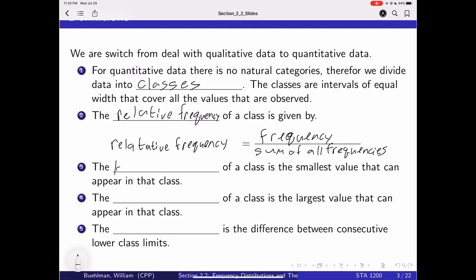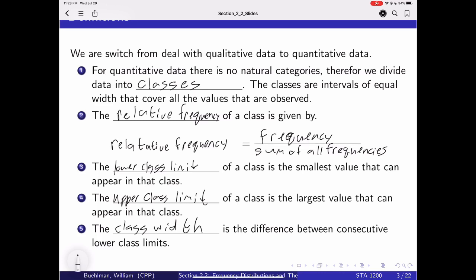The lower class limit of a class is the smallest value. So the lower class limit is the smallest value that can appear in this class. Similarly, the upper class limit is the largest value that can appear in the class. And then finally, we have the class width.